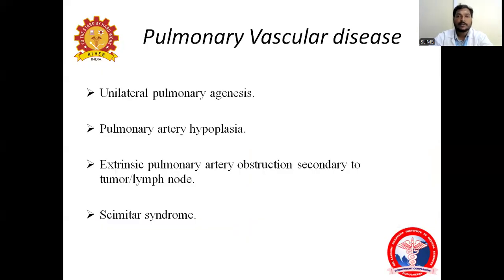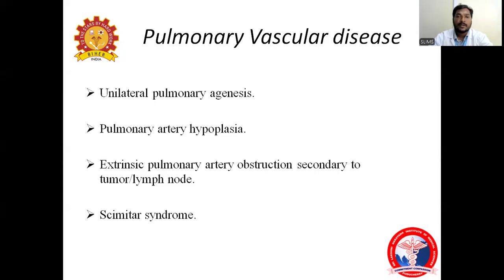Coming to the other causes, pulmonary vascular disease, which includes unilateral pulmonary agenesis or pulmonary artery hypoplasia. In these conditions, the lung development itself on the affected unilateral side will be small.